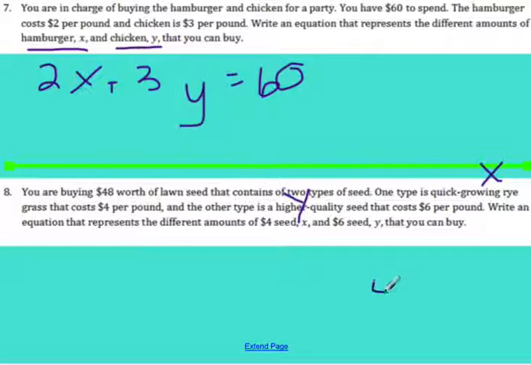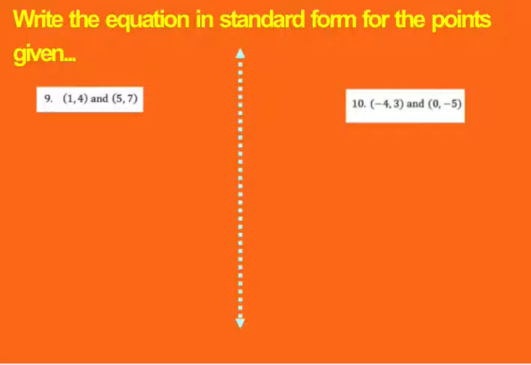So we have $48 that we can spend. So whatever we spend, we want it to add up to $48. So for every X pound of ryegrass that I buy, it's going to cost me $4. So notice I'm multiplying the price by the amount of each object. For every Y pound of quality seed that I buy, it's going to cost me $6. And that is your setup for number 8.